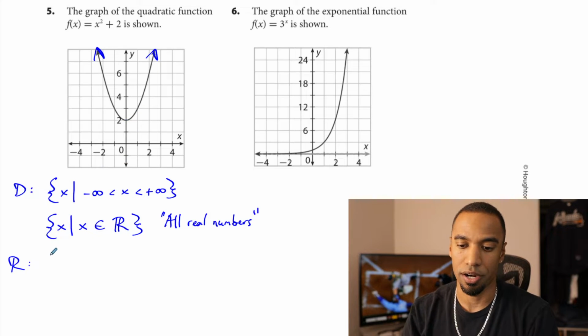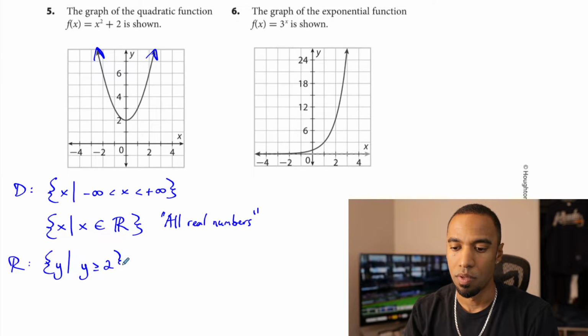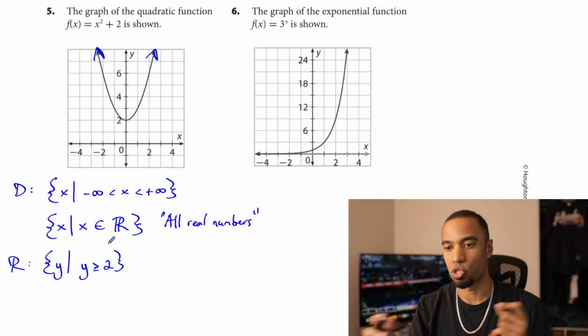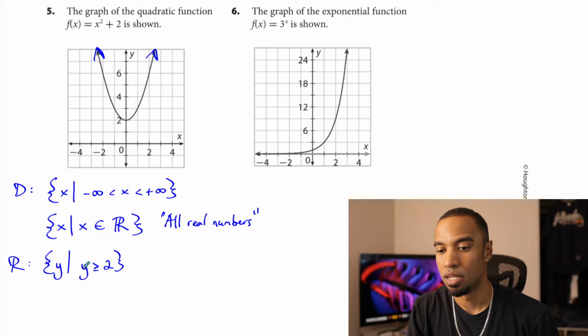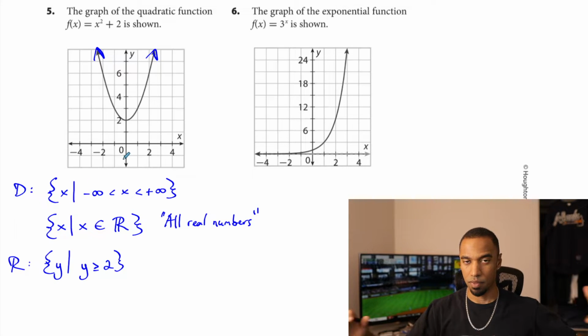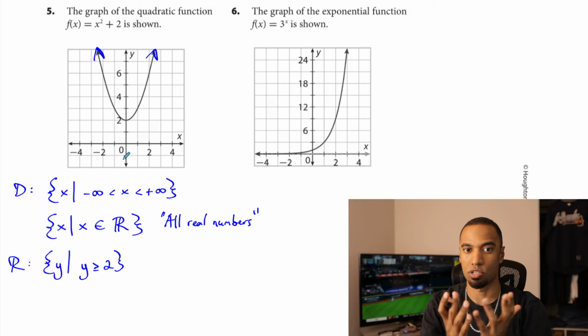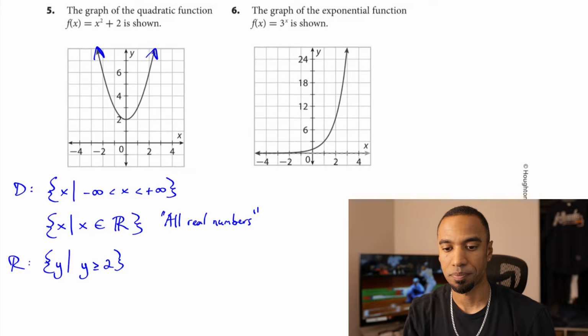So for the range here, I can say it's the set of all y values such that y is greater than or equal to 2. What that's saying is y can be any value 2 or greater inside this graph. Those are all your functional values for it. So that's the range, and the domain is all real numbers. It goes forever left and right, and forever up, but it just goes as far down as 2. And that is set notation.